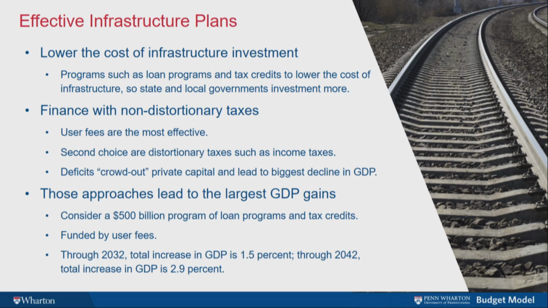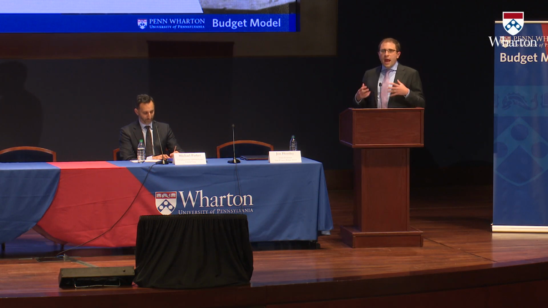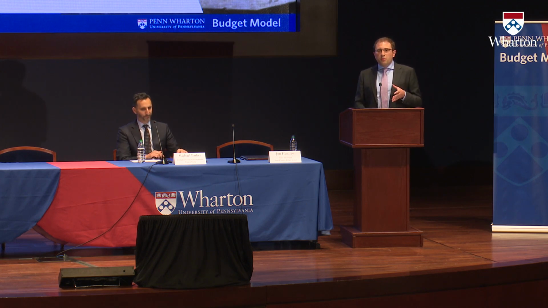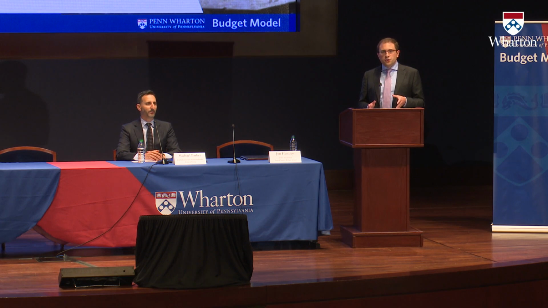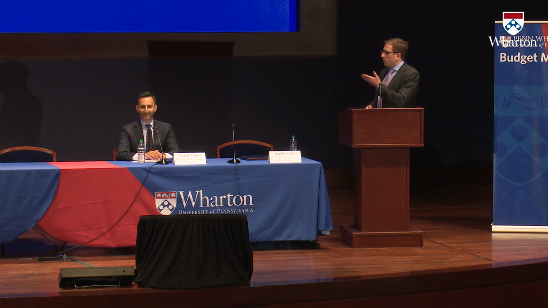And just to make this point, we considered a $500 billion hypothetical plan that adhered to these principles. So firstly, it's funded by user fees. And then secondly, it's just loan programs and tax credits, things that lower the cost of public infrastructure. We find that in sum, over 15 years, we have an increase in GDP of about 1.5%. So that's the total effect over all 15 years. And that increases to nearly 3% 25 years from now. So adhering to these two principles is one of the more important components to designing an effective infrastructure plan that has lasting positive effects on GDP. And with that, I will turn it over to Mike.